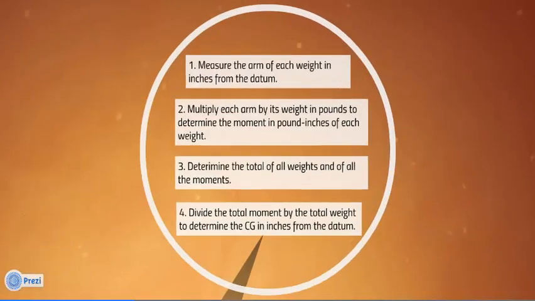First, measure the arm of each weight in inches from the datum. Second, multiply each arm by its weight in pounds to determine the moment in pound-inches of each weight. Third, determine the total of all weights and all of the moments. Fourth, divide the total moment by the total weight to determine the CG in inches from the datum.